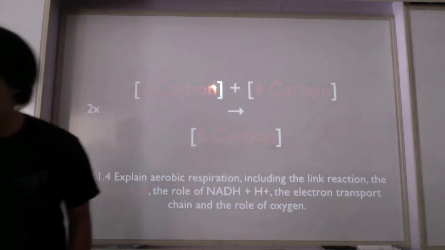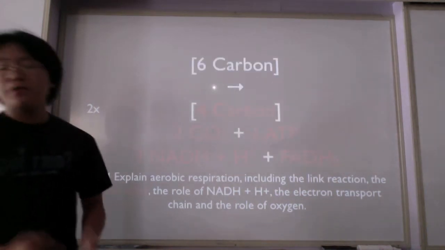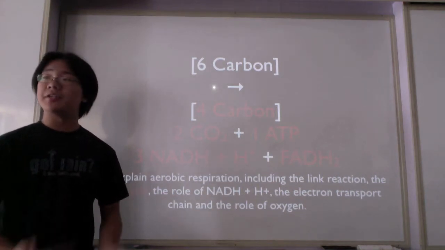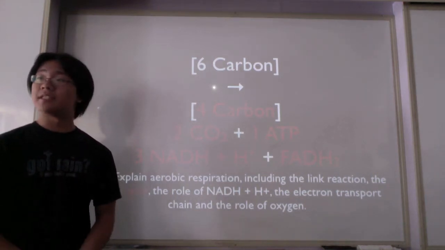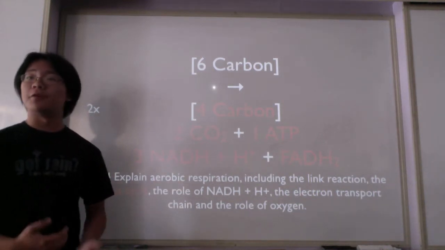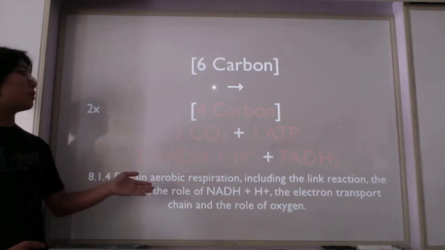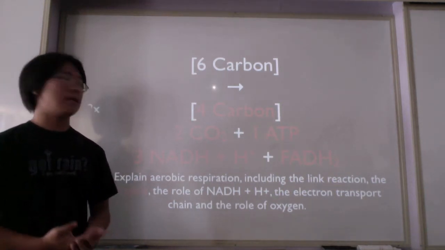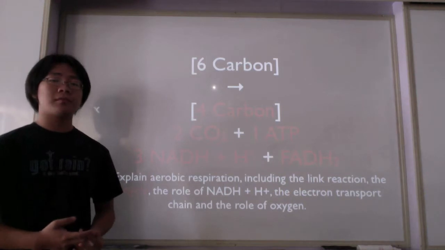After this occurs, the 6-carbon compound is then broken back down in a series of reactions. We do not need to know the specifics about these reactions, but they break it back down into oxaloacetate, which is the 4-carbon compound, producing 2 carbon dioxide, 1 ATP, 3 NADH plus a proton, and FADH2. This happens for each glucose molecule.